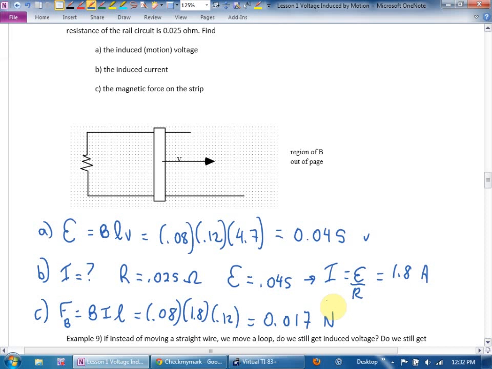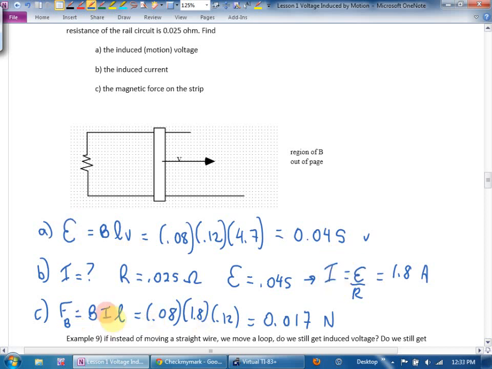By the way, what if this guy was moving faster? If the velocity was bigger, what would happen to this number here? Bigger. And what would happen to the current if your voltage was bigger? Bigger. And what would happen to the force if that number was bigger?